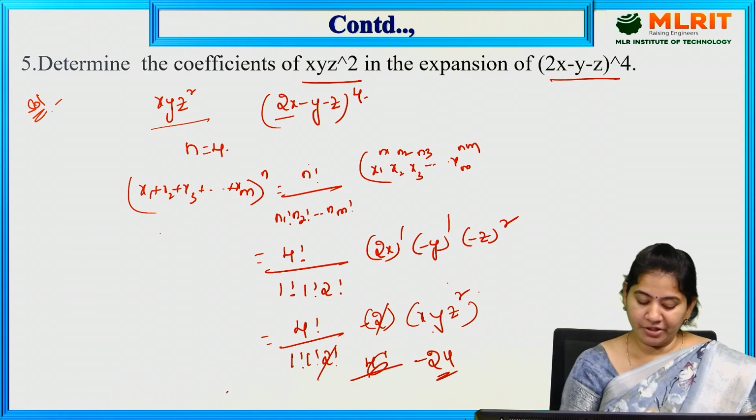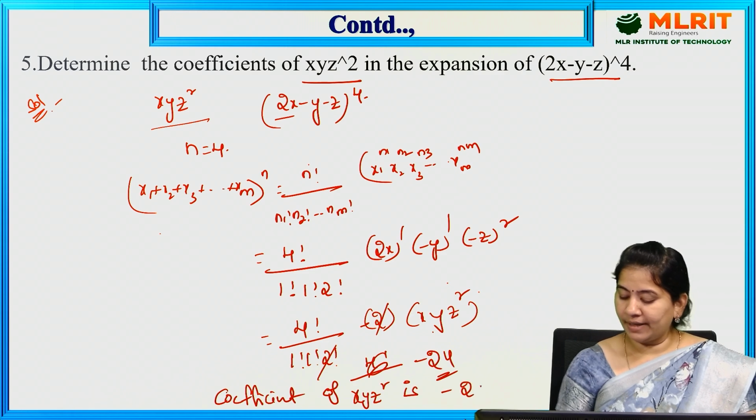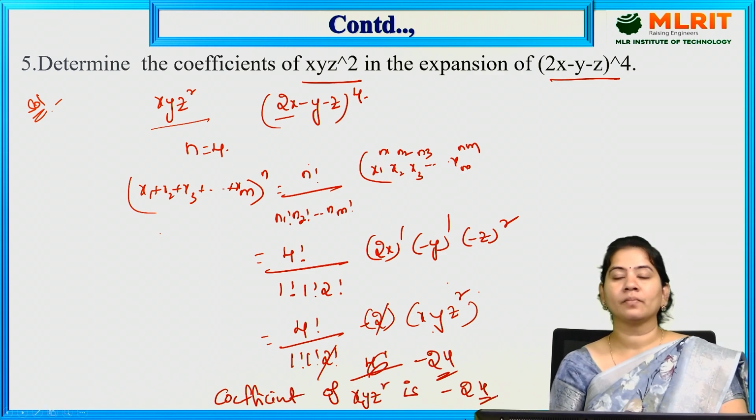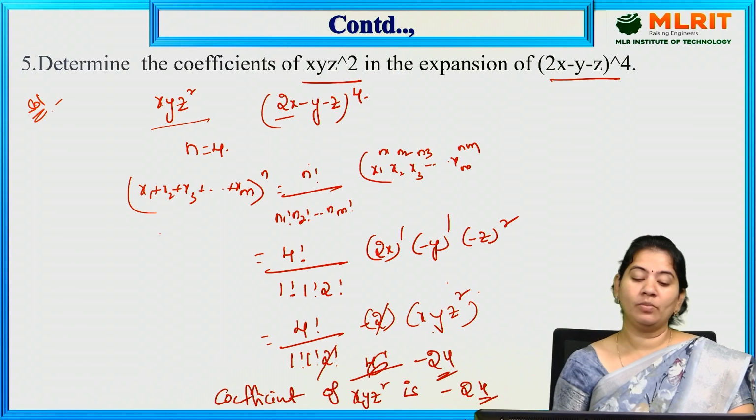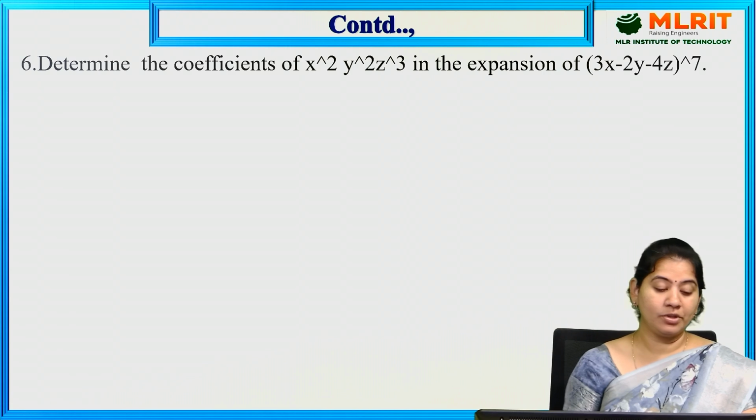So the coefficient of x, y, z square is minus 24. So this is how you have to solve the problem for the coefficient of x, y, z square. So now next we have another question.